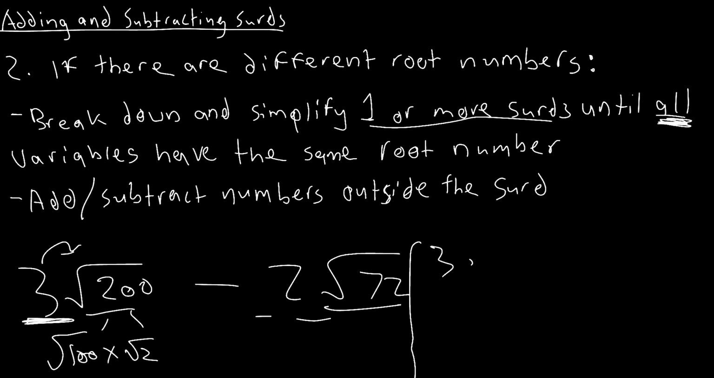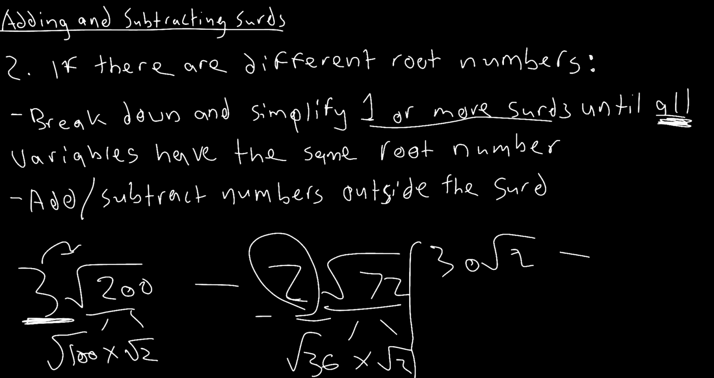So I have 30 minus root 72. Now we have to break down the root 72. Root 72 can be broken down into root 36 times root 2, which gives me 6 root 2, and then we'd have to multiply this 6 by 2 over here, because remember, we can't just forget it. So 6 times 2 gives me 12, therefore it would turn into 12 root 2.